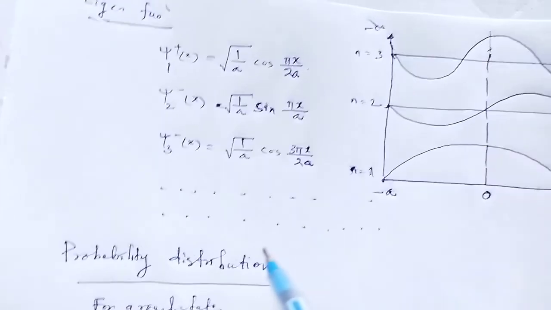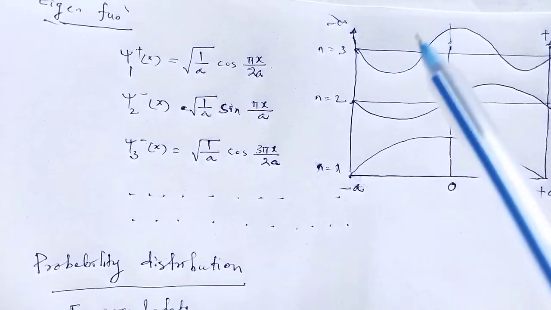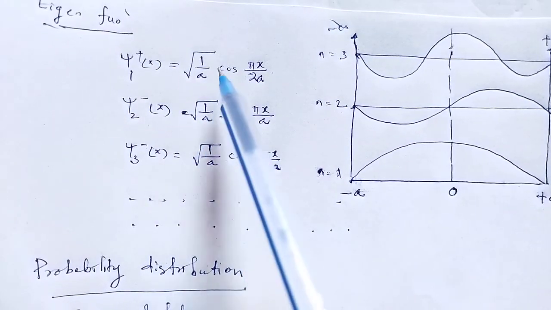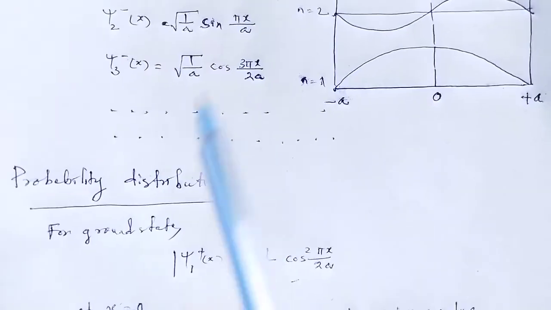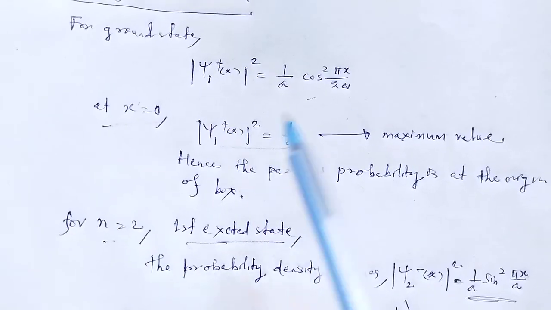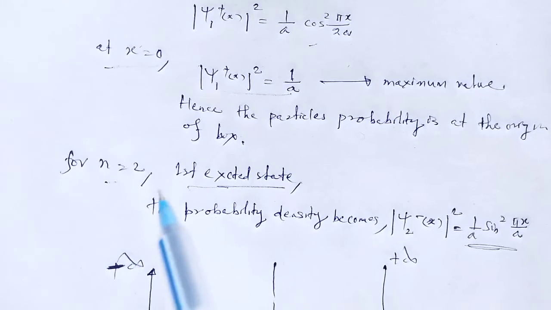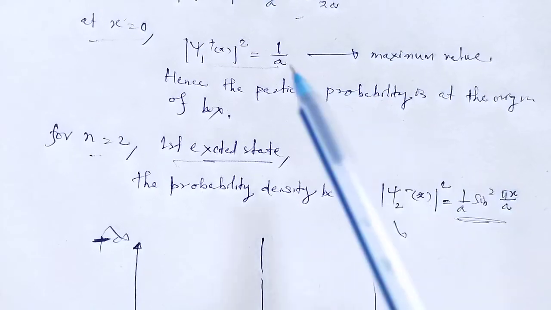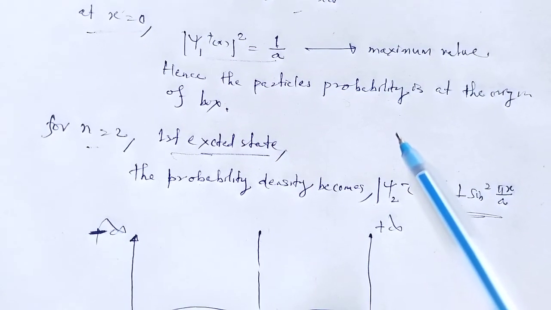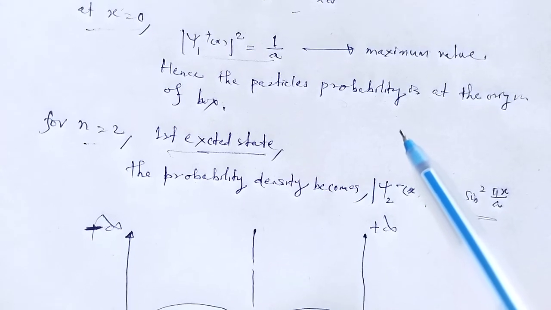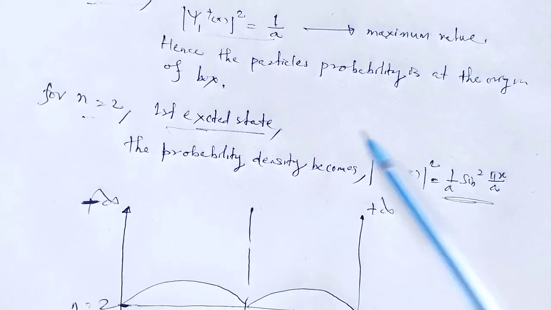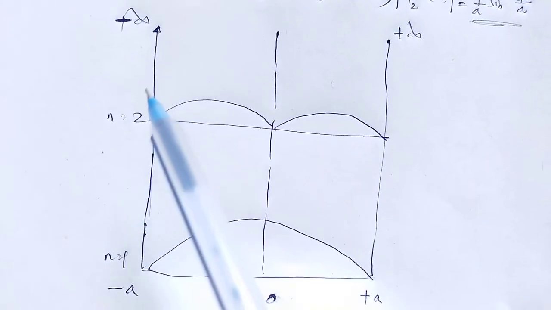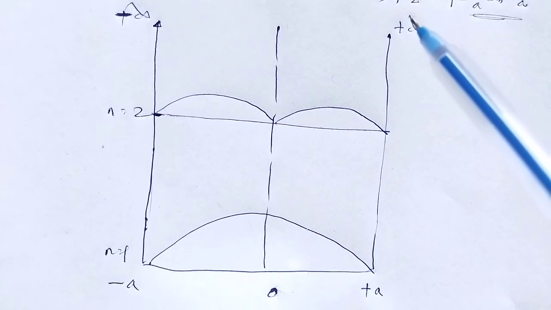And the eigen function, its diagrammatical or graphical representation using the equations, and the probability distribution, we check what is the maximum value and what should be the probability density for the first excited state. From this we conclude that the probability density is different for different energy levels. That means it contradicts the classical result. So, this is the probability distribution.